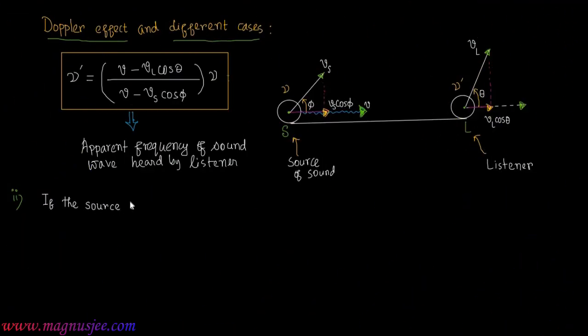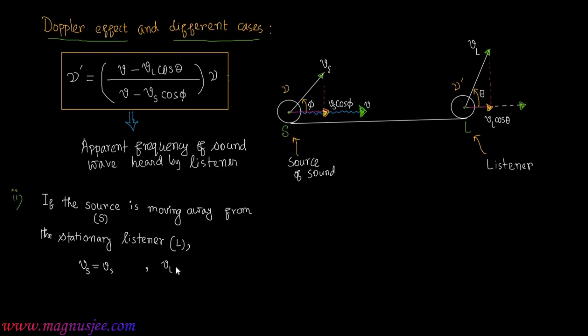If the source S is moving away from a stationary listener L, in that case the velocity of source will be Vs, and Vl is 0 and phi will be equal to 180 degree.